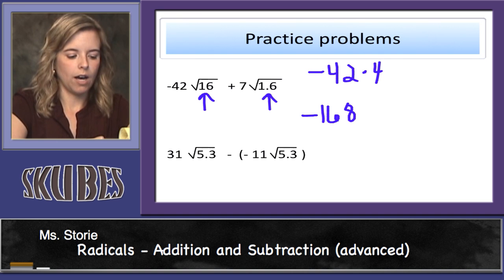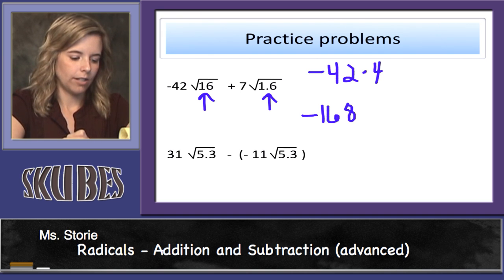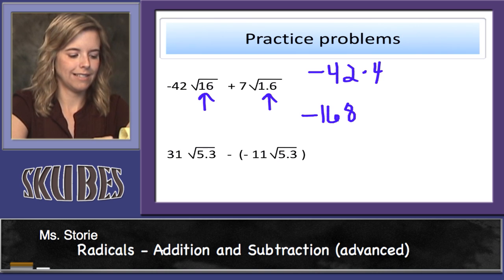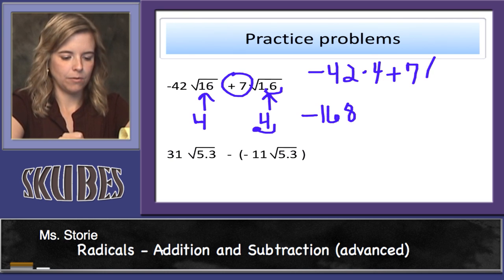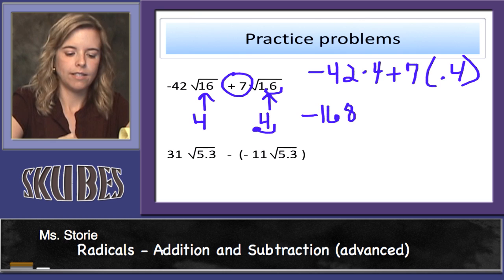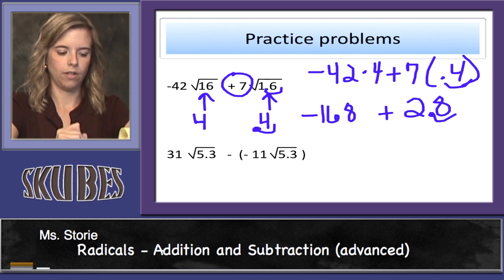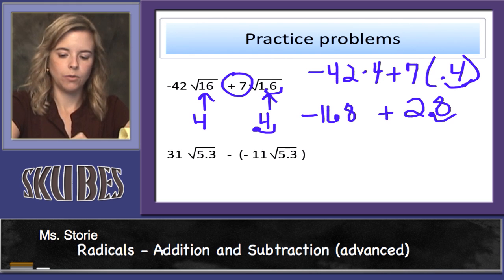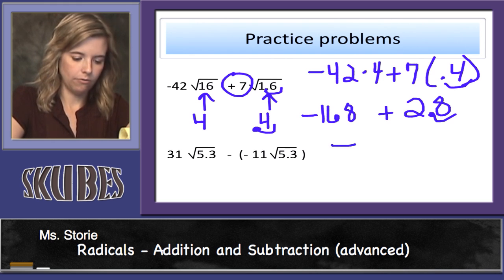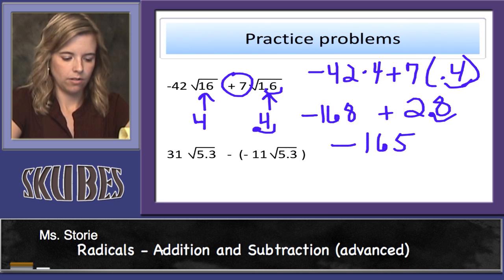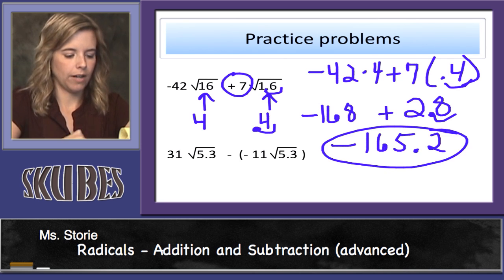And then here, you've got 1.6, which actually is going to get you to 0.4, because 16 was a whole number, and here you've got a decimal, we're moving it over 1, so if we have the number 4, it turns into 0.4. So you've actually got plus 7 times 0.4. 7 times 4 is 28, and you've got 1 decimal moved over there. Now we've just got a regular addition subtraction problem. So we can go ahead and do that, and when we do that, we're going to end up with a negative 165.2. That's going to be your final answer.